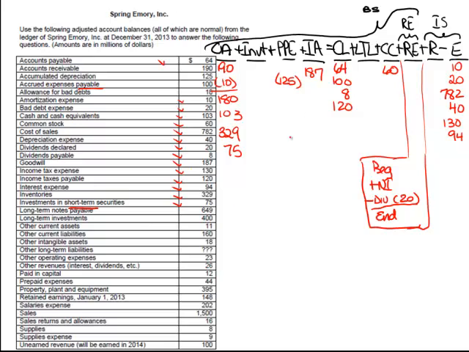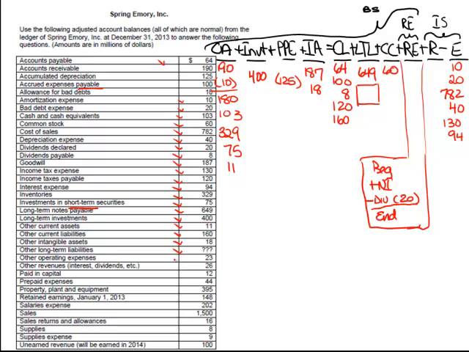Long-term note payable, 649, is a long-term liability. Long-term investments is an investment that we're going to hold for longer than a year. Other current assets are current assets. Other current liabilities are current liabilities. Other intangible assets are intangible. Other long-term liabilities we don't know, so I'm going to put it in a box so I know I have to find it.